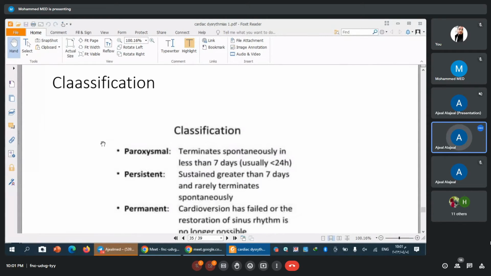Persistent: if after 7 days the heart is still fibrillating, this is called persistent. And permanent is the one which is always fibrillating. Next slide, please.